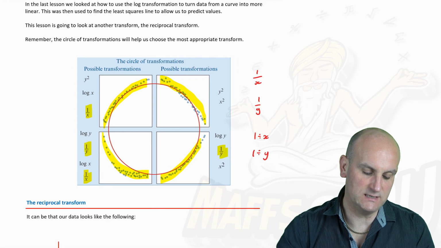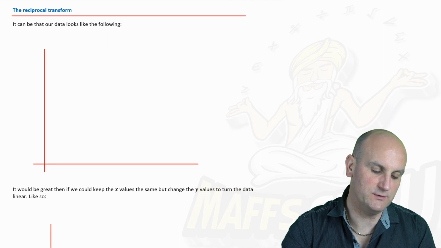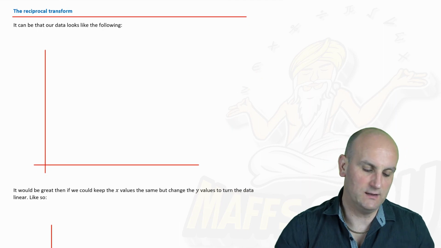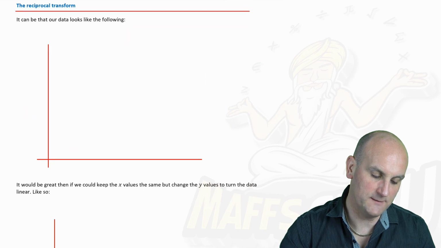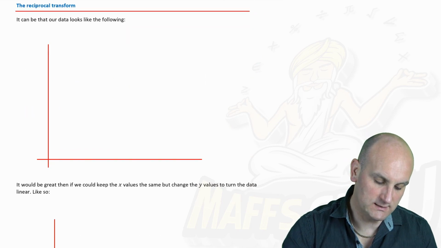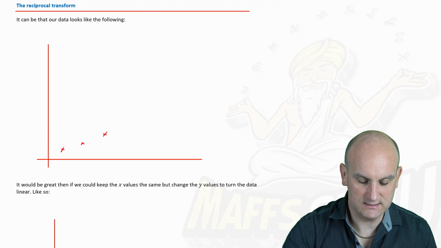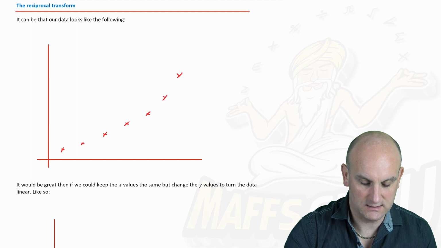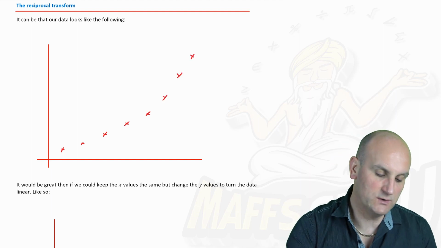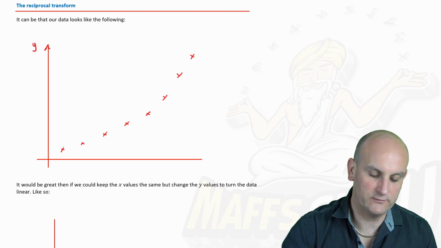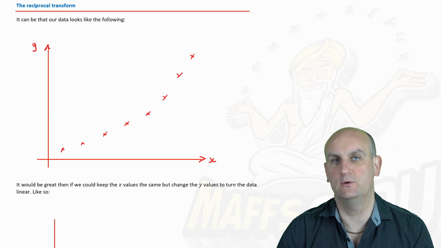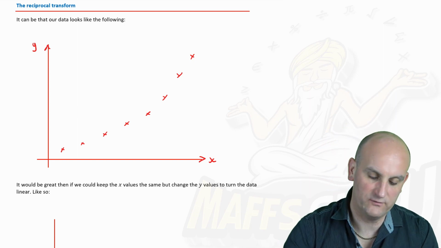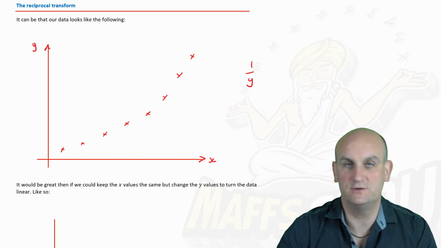Let's have a look. As we've done previously, let's choose one: 1 on y. So we've got data that looks like this, on my normal graph, where this axis is called y and this one is called x. What we're looking at doing is a 1 on y transformation.